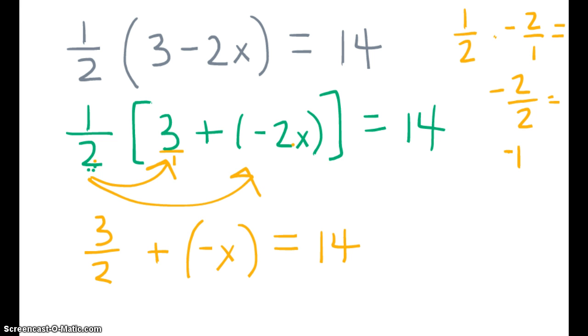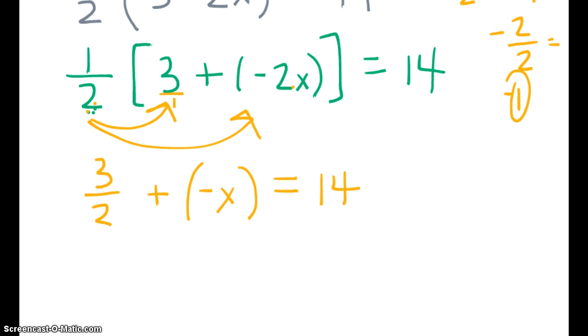So once again, I know some of you are going to have a hard time with that. Just practice 1/2 times 2, and what happens? You end up with 1. But this is a positive times a negative, so you're ending up with a negative. Alright, now you have a couple of options. You could change 14 to 28/2, and you could subtract 3/2 from both sides.